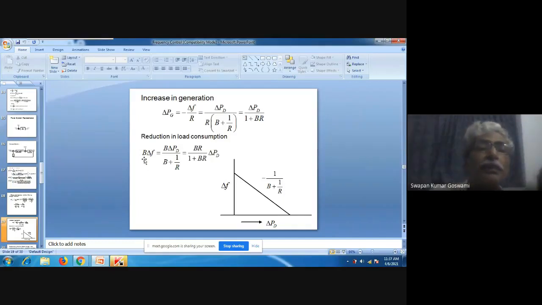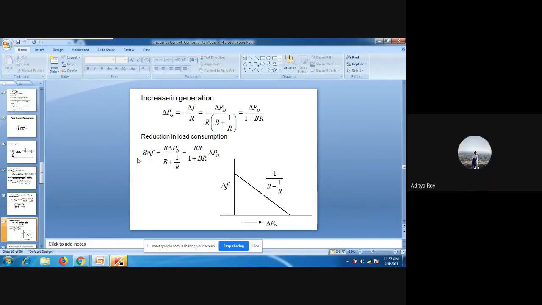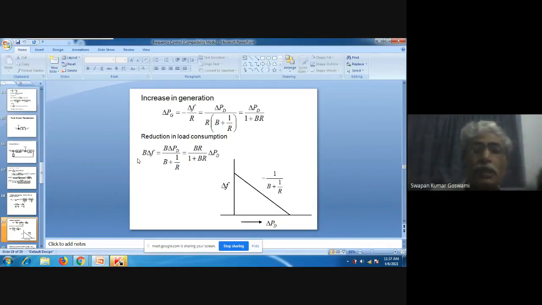That's why this particular parameter B is called load damping, the frequency response of the load. It is called load damping because it acts as a brake to the variation in frequency, and this brake obviously is being applied by the load. So is it clear why it is called the load damping? Yes, sir. Okay.